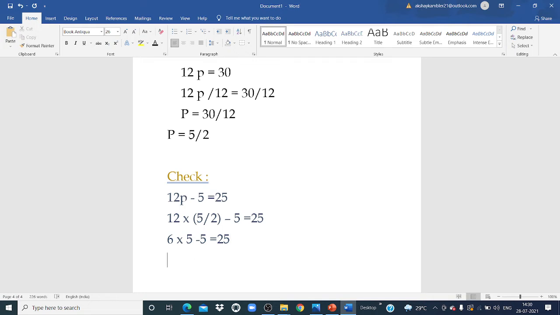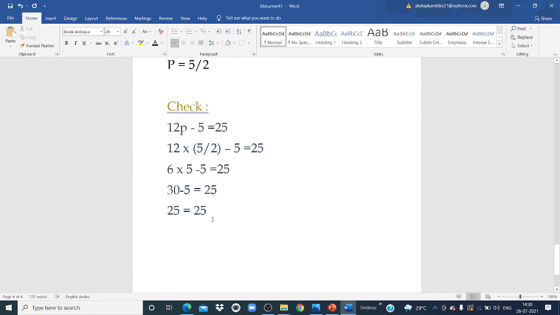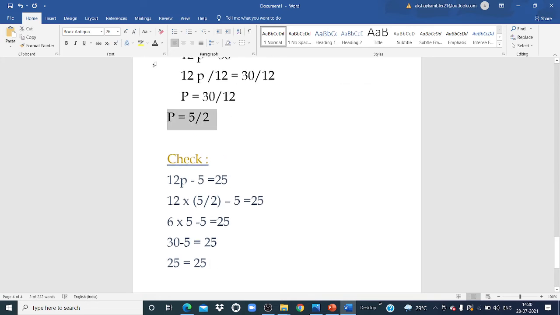So what is the answer? Yes, 30 minus 5 is equal to 25. Now check again. 30 minus 5, 25. So 25 is equal to 25. LHS is equal to RHS. So your answer, that is the solution, is correct. The value of P is equal to 5 by 2. This is the solution. Okay?